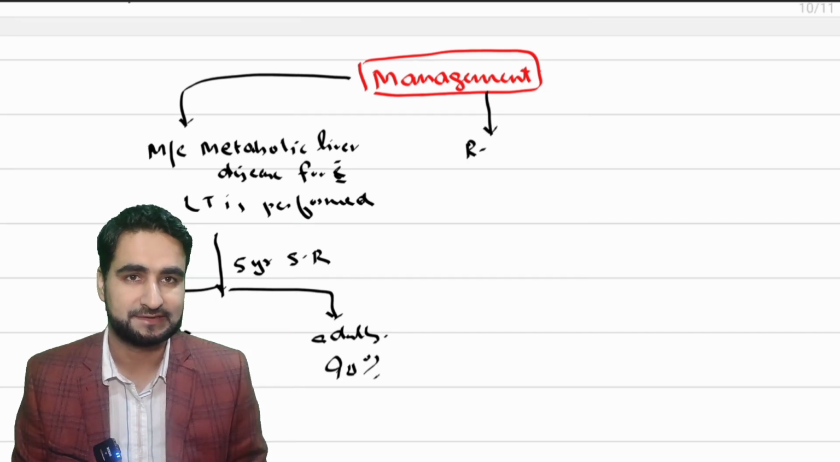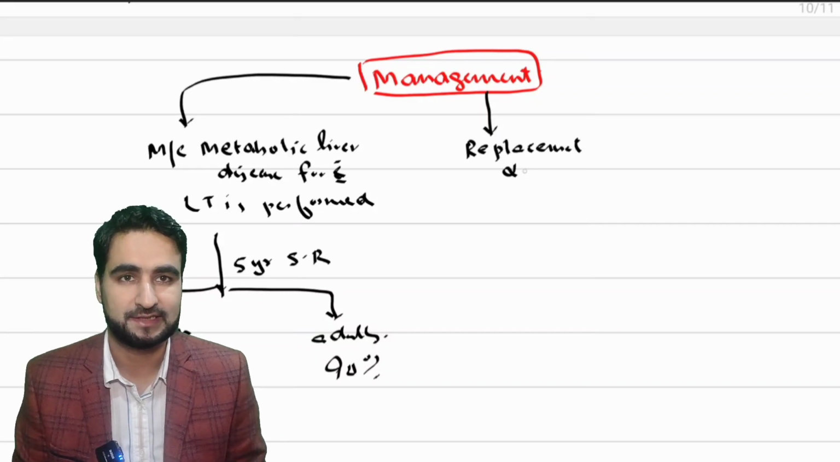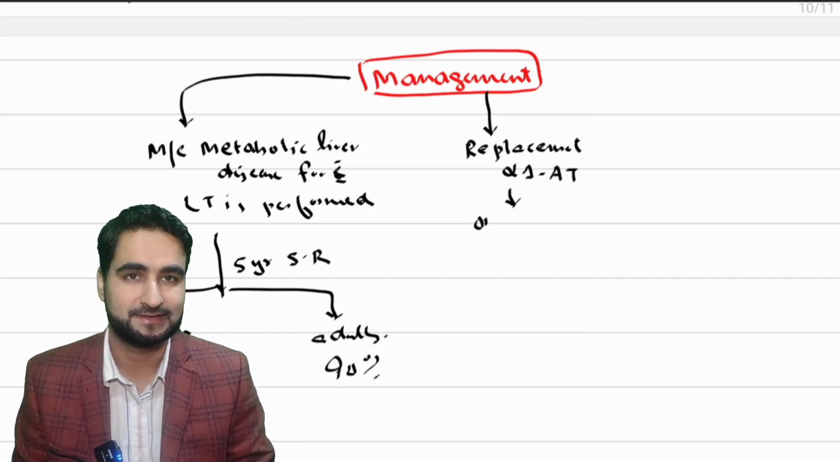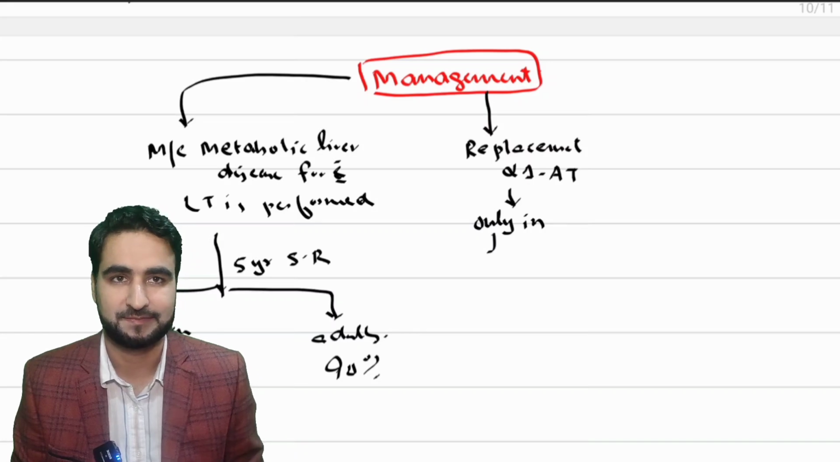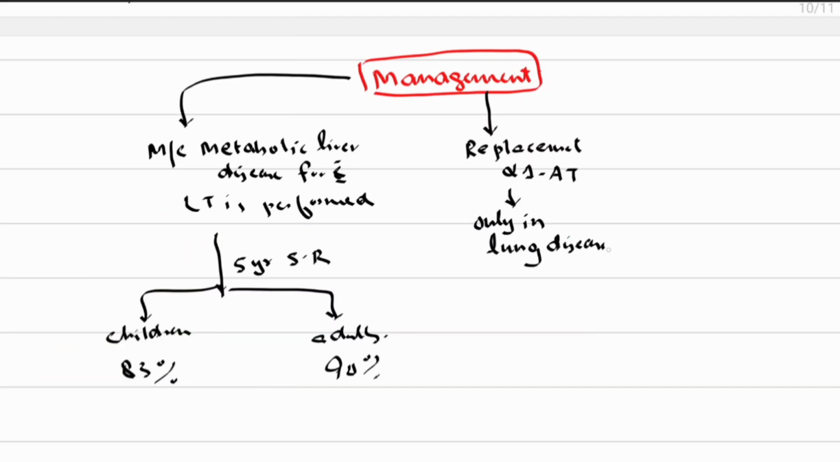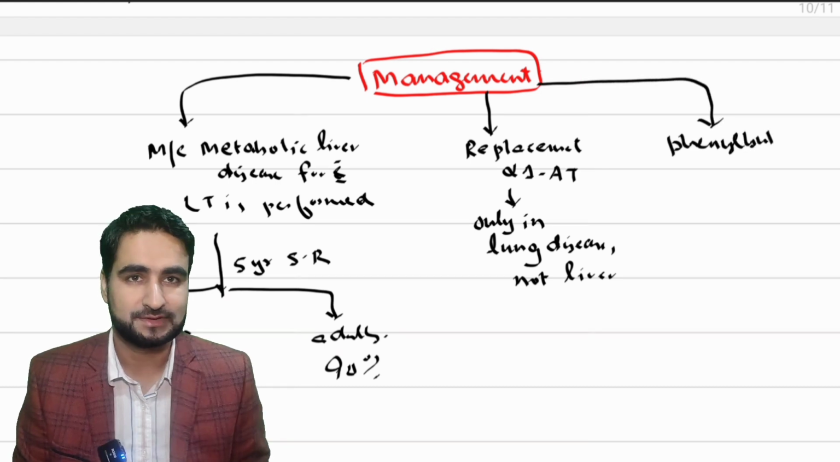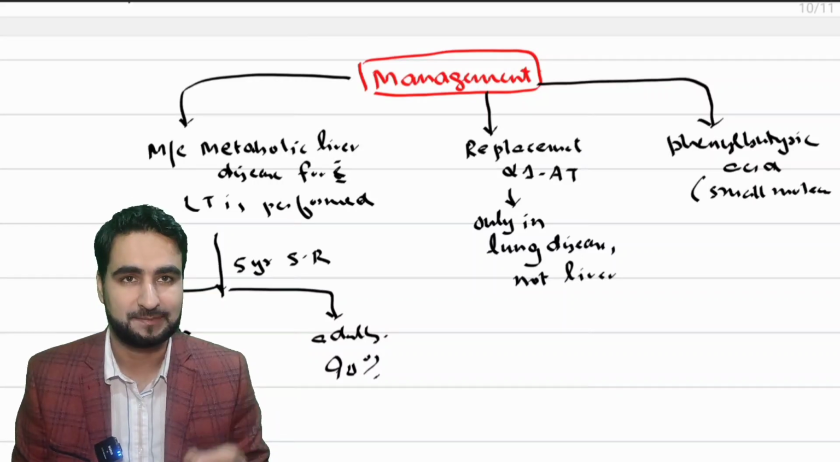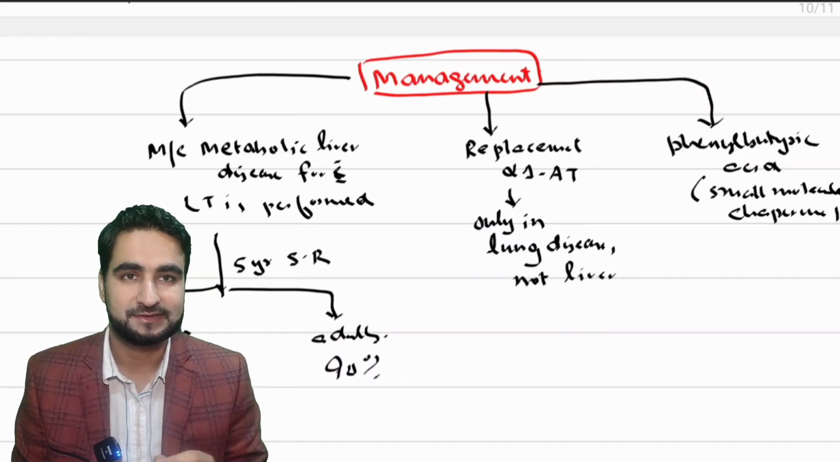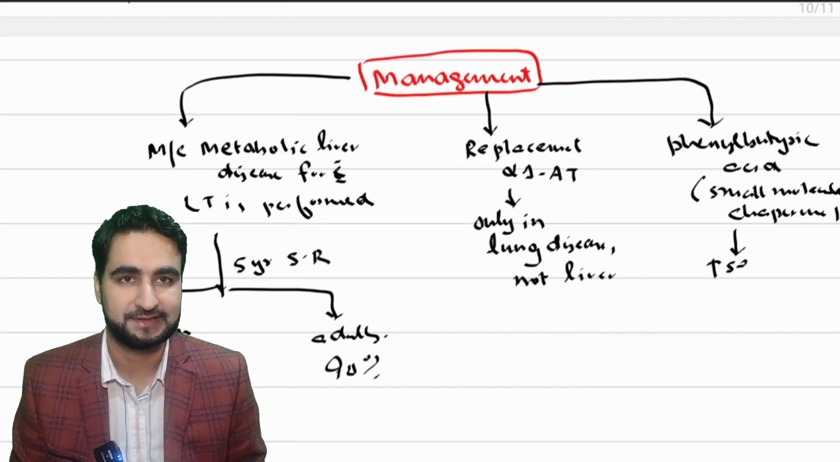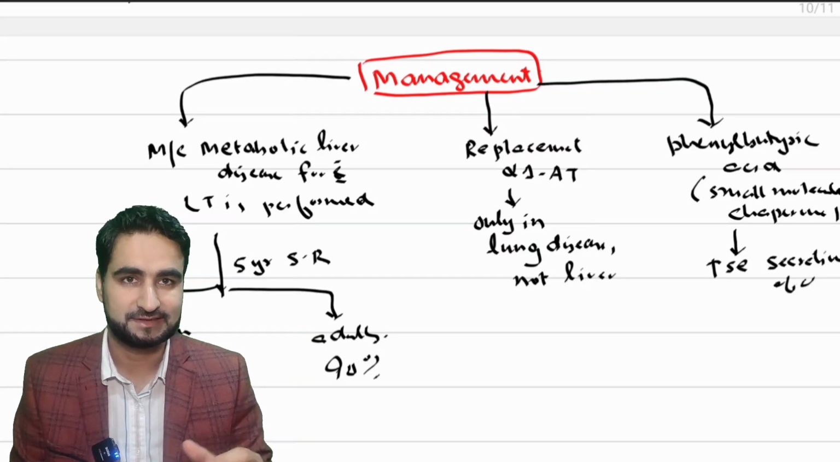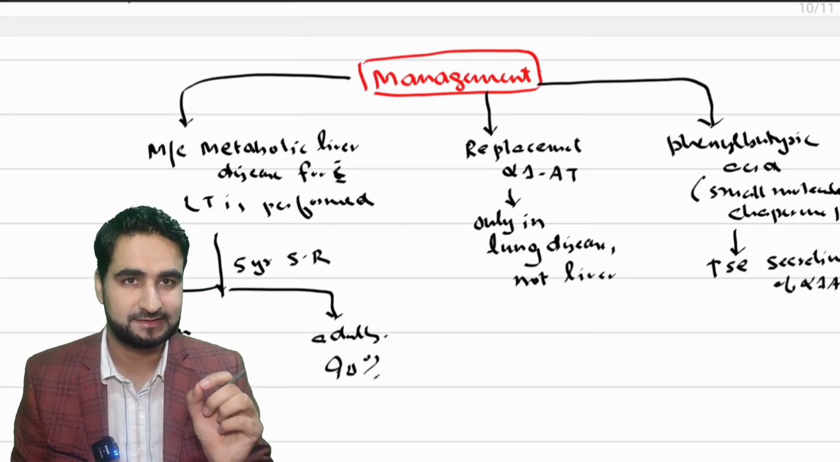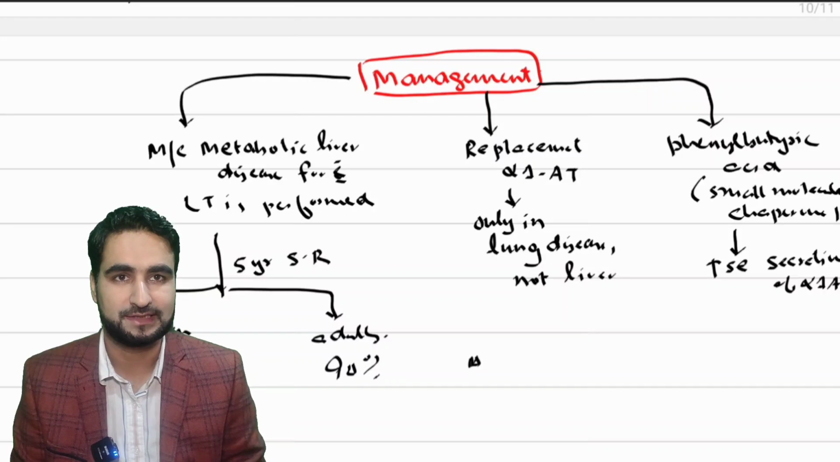Replacement of alpha-1 antitrypsin has no role in the liver pathology, but it has a role in lung pathologies and skin pathologies. Another molecule is called phenylbutyric acid. It's a small chaperone that helps in increasing the secretion of alpha-1 antitrypsin. While it increases secretion, it decreases the accumulation of abnormal, that is mutant, alleles.